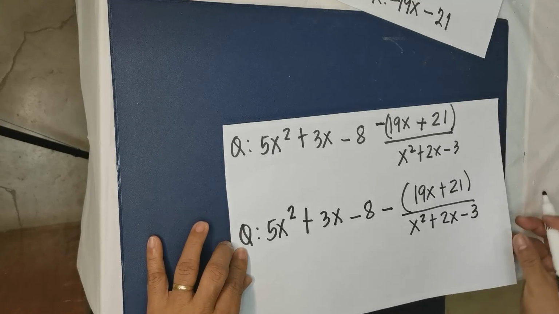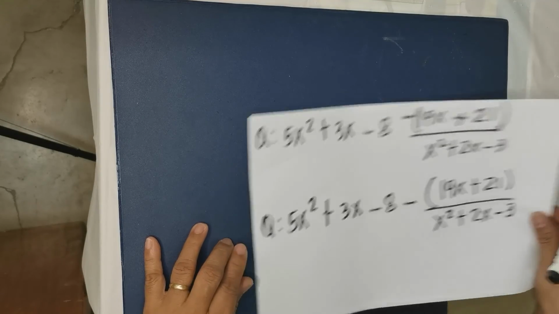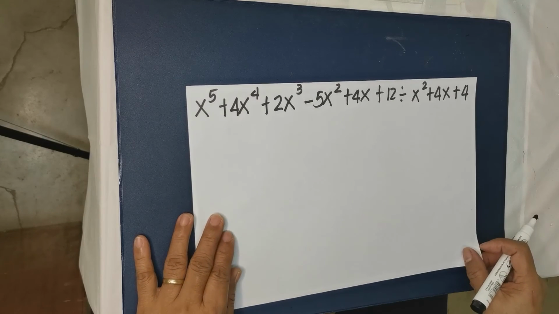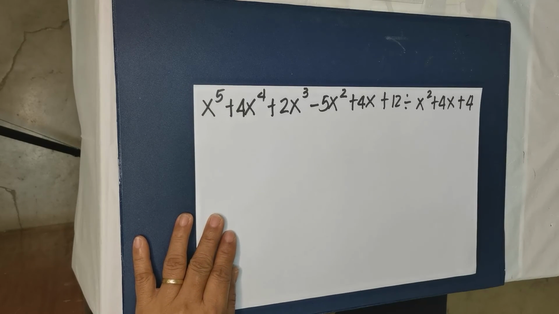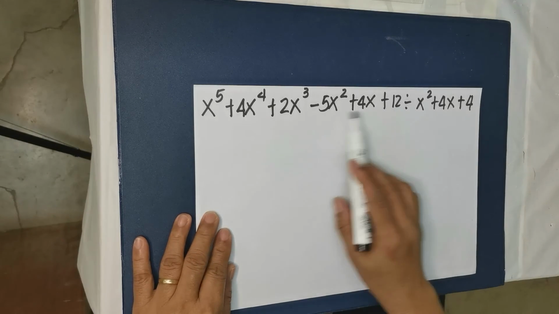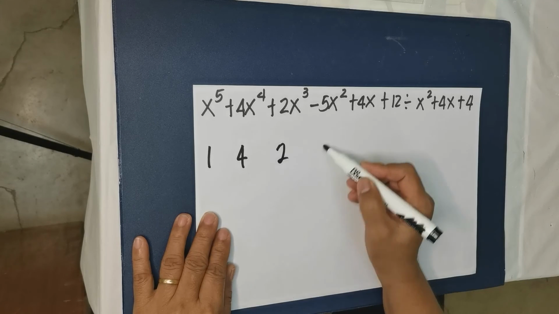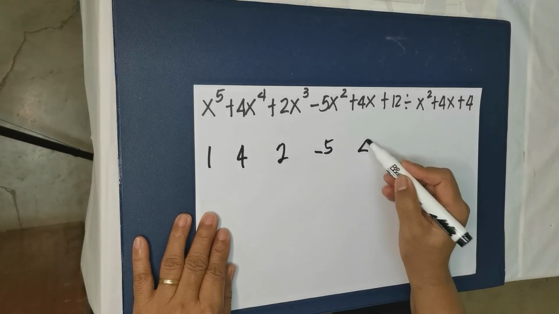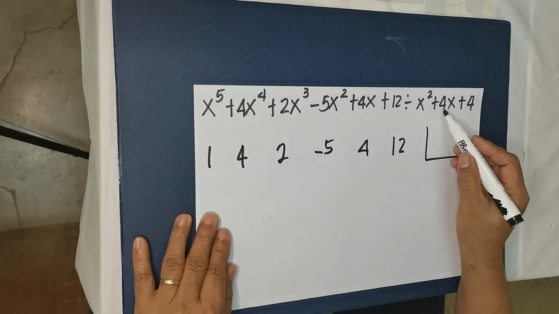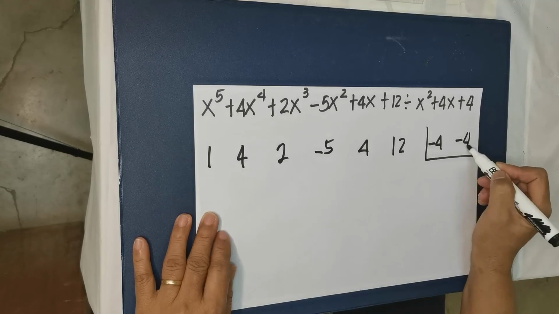So, this is when your divisor is a trinomial. Okay? Let's have another example, the last example for that. So, we again have a trinomial as our divisor. So, this is already arranged accordingly. So, this is 1, 4, 2, negative 5, positive 4, and positive 12. For our terms here, this is positive 4, positive 4. So, we have both negative 4.